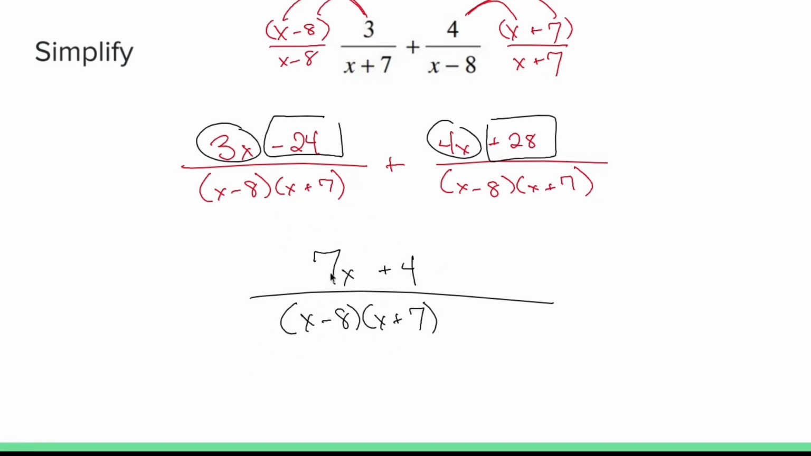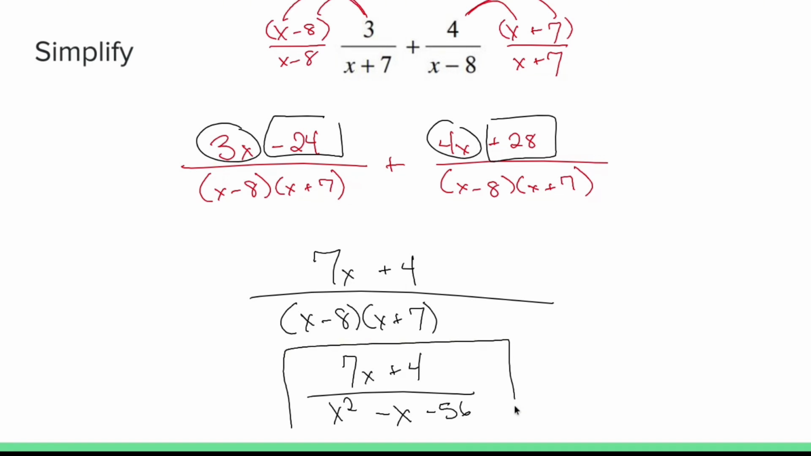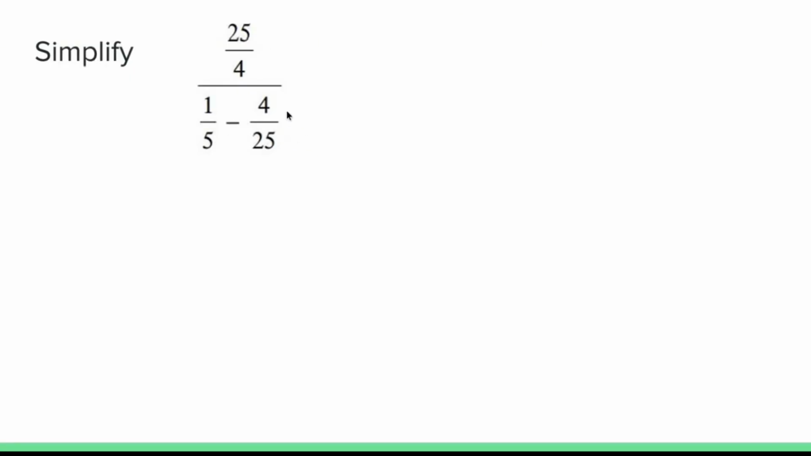Now, this is an acceptable answer, but some teachers might say, nah, you've got to FOIL the bottom. So if you FOIL the bottom, you get x times x, which is x squared, plus 7x minus 8x, which is minus x, and then negative 8 times 7 is negative 56. Although I think many teachers would be okay with this, this is just one step further. So there you go.